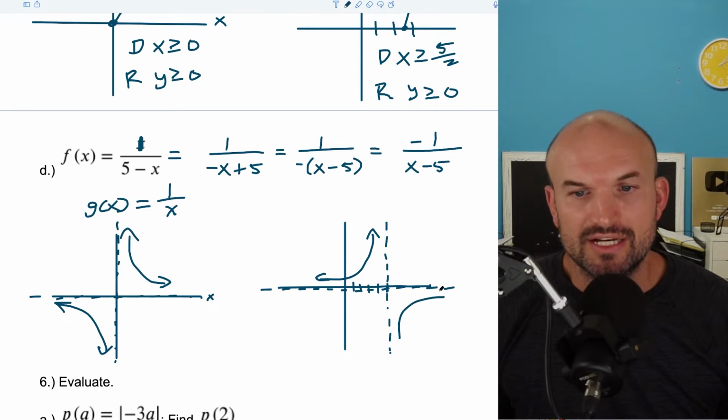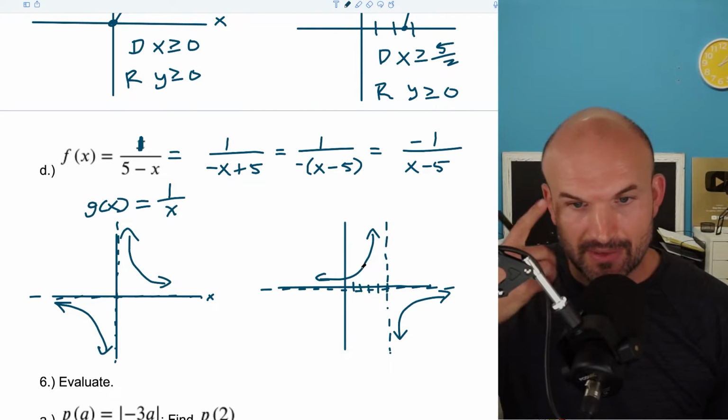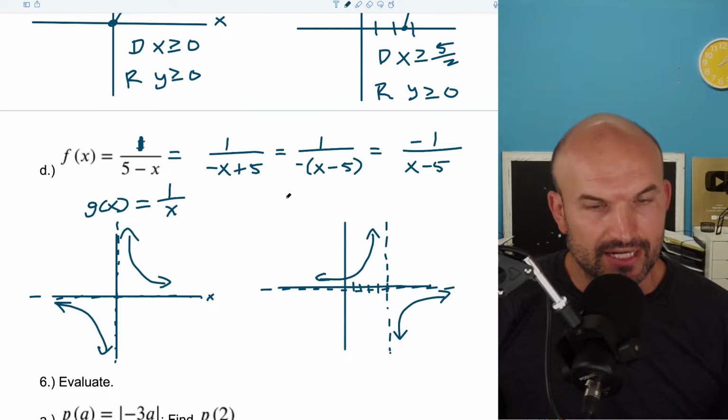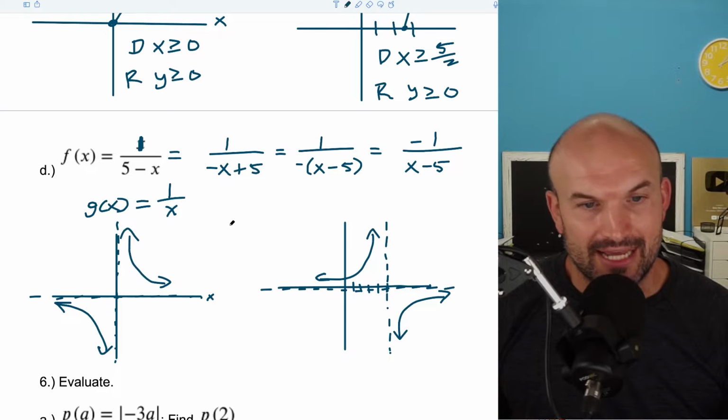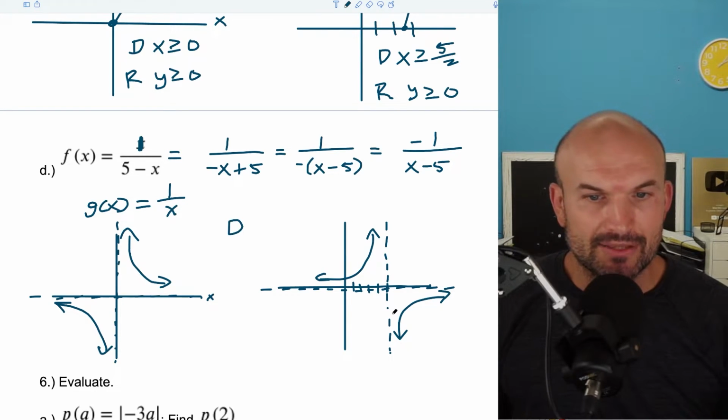So the graph is going to look something like that. Now let's talk about the domain. As far as the domain, I'm not going to write this in interval notation because that's usually really confusing for students. I'm just going to do a set notation for this. So the domain, it looks like it's going to be defined.